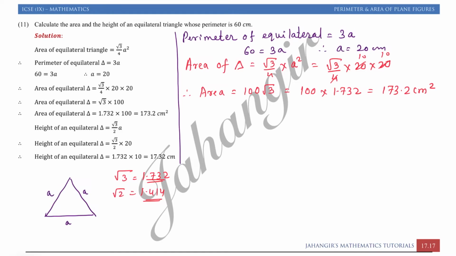Now we have to again find the height. So for height we can write the formula for height of the equilateral triangle. Height of equilateral triangle, that is root 3 by 2 into side a.